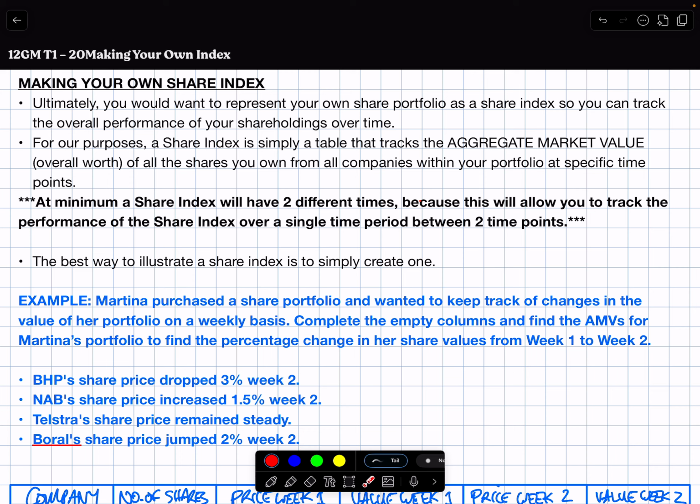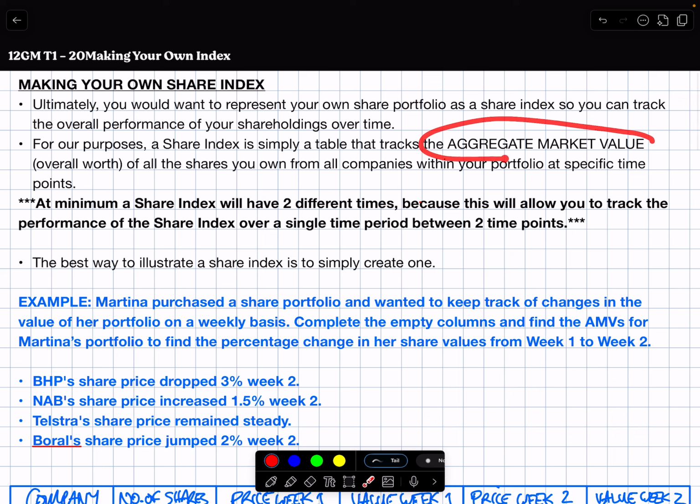Fixing that now. So ultimately you want to represent your own share portfolio as a share index so you can track the performance of your shareholdings over time. For our purpose, a share index is just a table that tracks the aggregate market value. What is aggregating? If I'm aggregating something, I'm collecting it together. So the aggregate market value is the overall worth of all the shares you own from all the companies within your portfolio at specific points in time. So basically you're just going to add the value of all the companies together to find the aggregate market value.